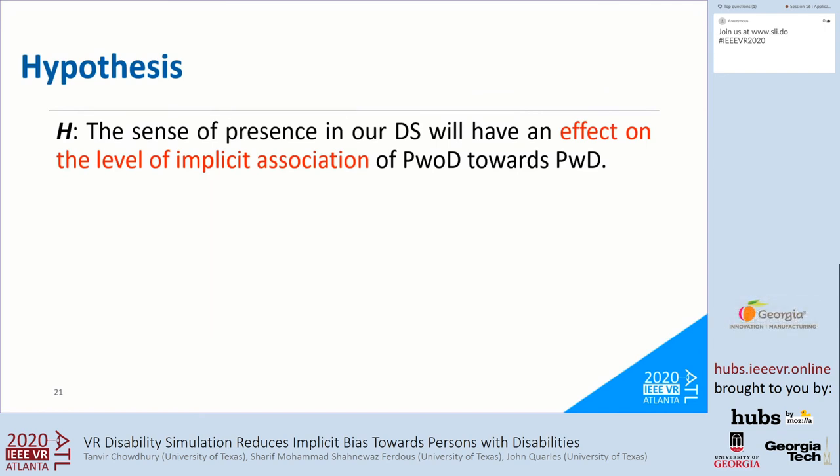Many of them were similar to the previous work that was accepted in VRST 2017. Those hypotheses further validate our previous work. While I'm not going to discuss all the hypotheses related to the validation of the previous study result, I encourage you to read them in the paper. The most important hypothesis from this study is that the sense of presence in our disability simulation will have an effect on the level of implicit association of people without disabilities towards people with disabilities.